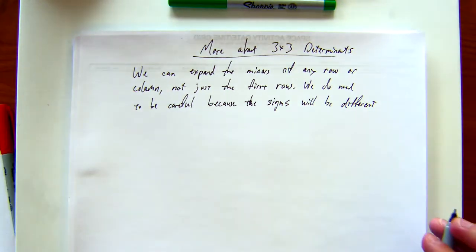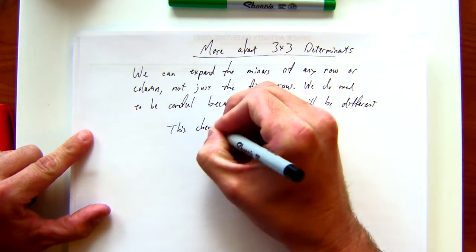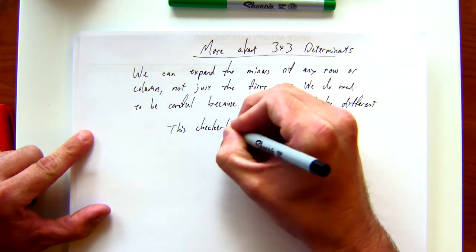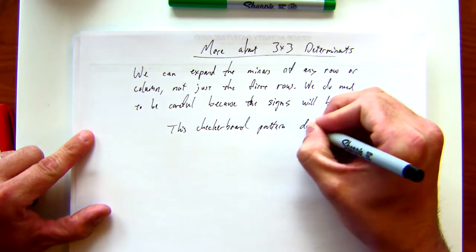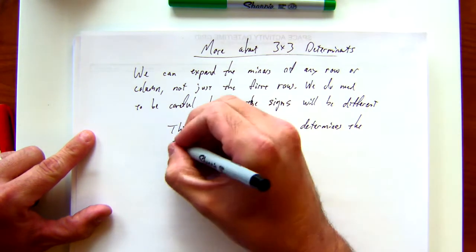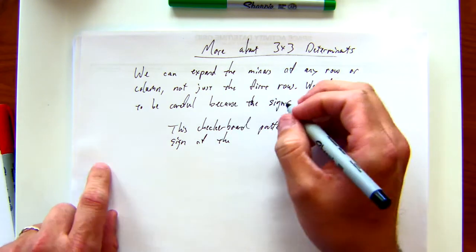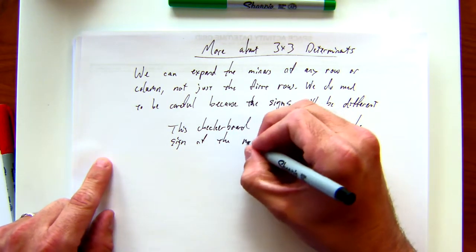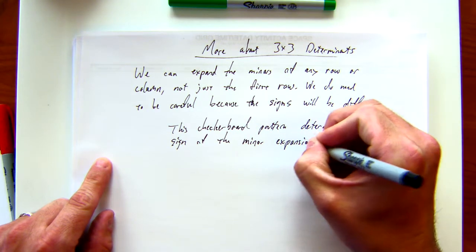Okay, so we have a little pattern. This checkerboard pattern determines the sign of the minor expansion. Okay, and we'll do an example in a minute.